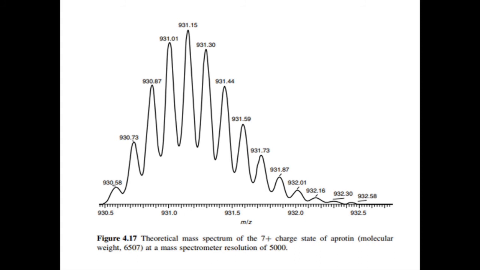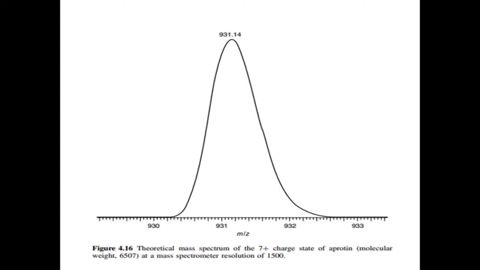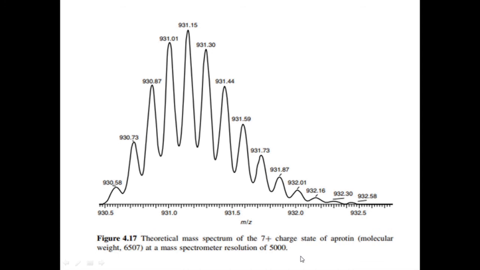This figure 4.16, the theoretical mass spectrum of the 7 plus charge state of a protein, I already discussed. This is also already discussed. In figures 4.15 and 4.17, the most intense ion in the molecular ion region does not correspond to the species containing only 12 carbon, that is, the species used to derive the monoisotopic molecular weight.